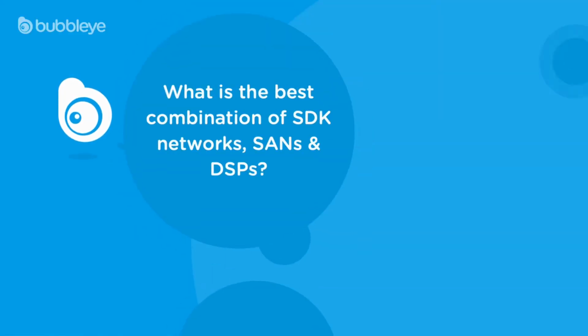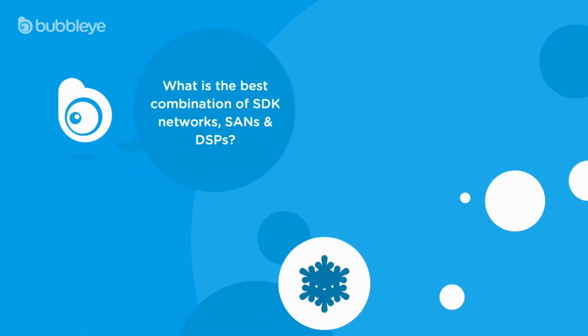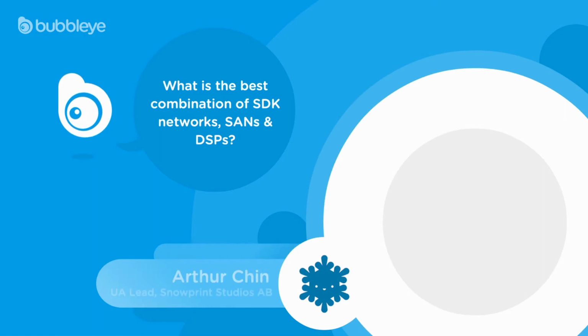With a range of options available to UA strategists, what in your opinion is the best combination of SDK networks, SANs and DSPs? Do you recommend certain approaches, exceptions and strategies? And how much budget does it make sense to invest on these?